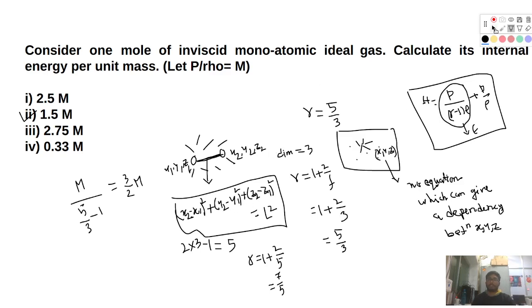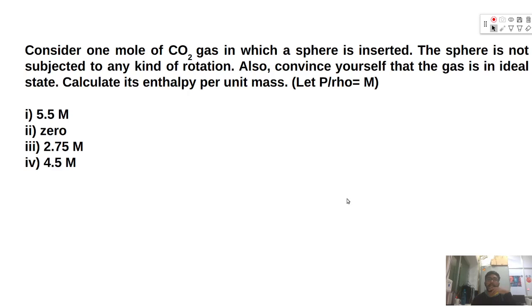Now the next question: instead of a monoatomic molecule, you have a triatomic molecule. Consider 1 mole of CO2. So you have 1 carbon and 2 oxygen, in which a sphere is inserted. Now the sphere is not subjected to any kind of rotation. Here the question is just a little bit tricky, but not that much.